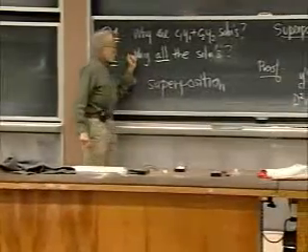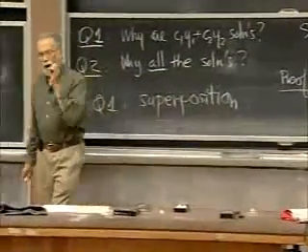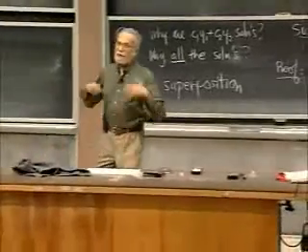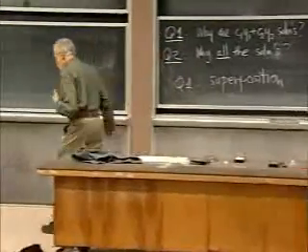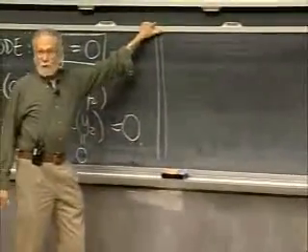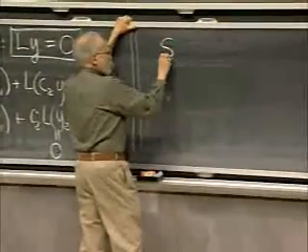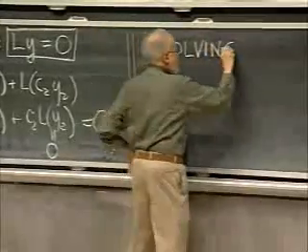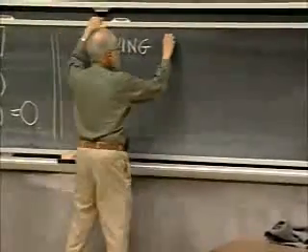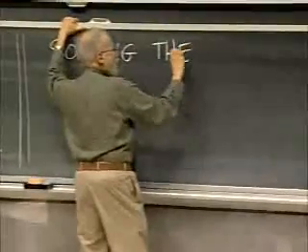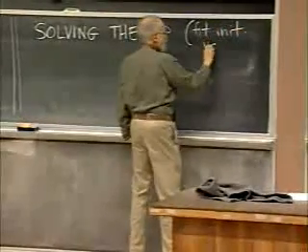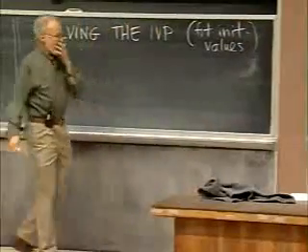As a prelude to answering the more difficult question, why are these all the solutions? Why are there no other solutions? We need a few definitions and a few more ideas. I'm now addressing ultimately question two, but it's not going to be addressed directly for quite a while. Instead, I'm going to phrase it in terms of solving the initial value problem. So far, we've only talked about the general solution with those two arbitrary constants. But how do you solve the initial value problem? In other words, fit initial conditions. Find the solution with given initial values for the function and its derivatives.